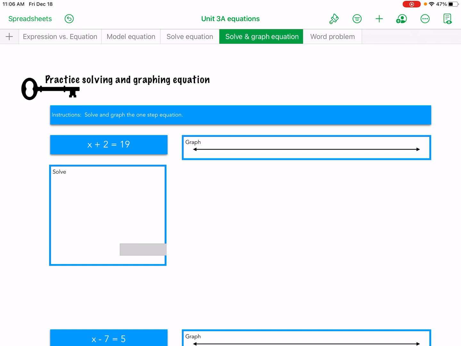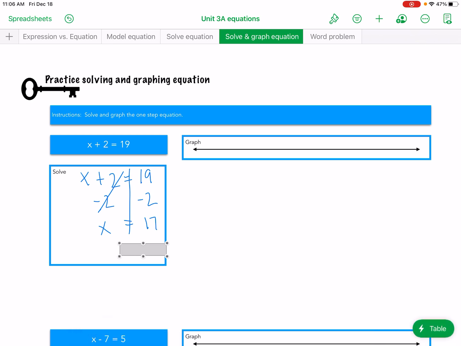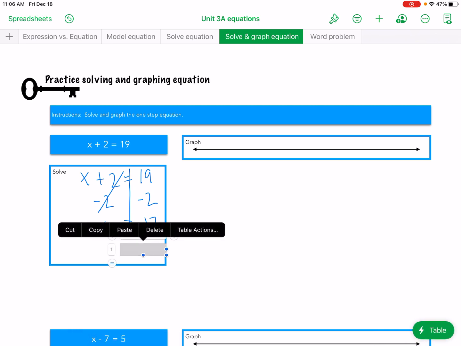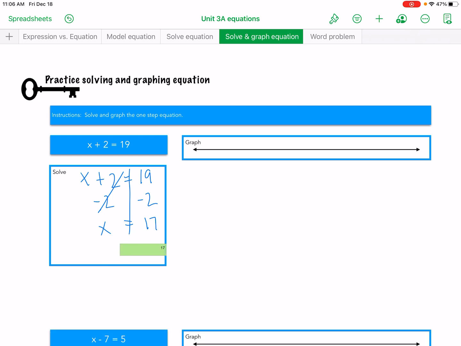And equations are going to have just specifically 1 point on the graph, and we are going to teach you how to graph that. Our first equation is x plus 2 equals 19. We are going to subtract 2 on both sides of the equation. X is equal to 17. Okay, and we know that that's correct.